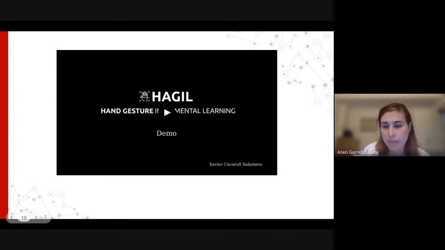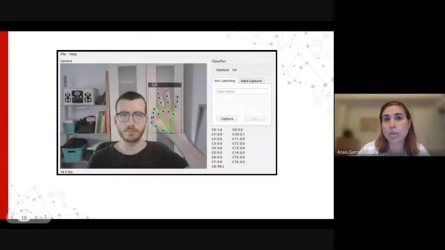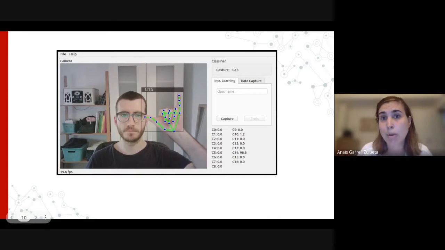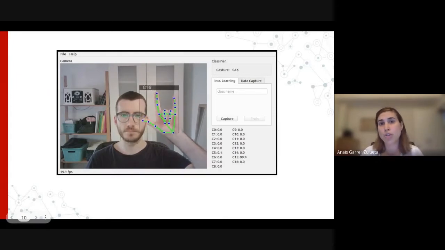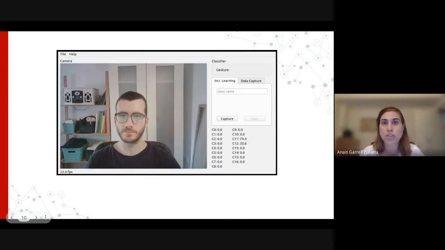Why is this incremental learning important? On the one hand, because humans learn using interaction. Okay? We learn using this interaction and using this communication. And on the other hand, if we have robots capable of learning using this interaction, we will have robots capable of adapting depending on the person who is interacting with the robot.